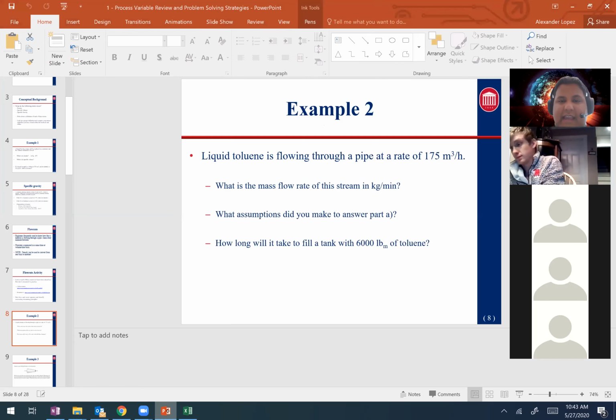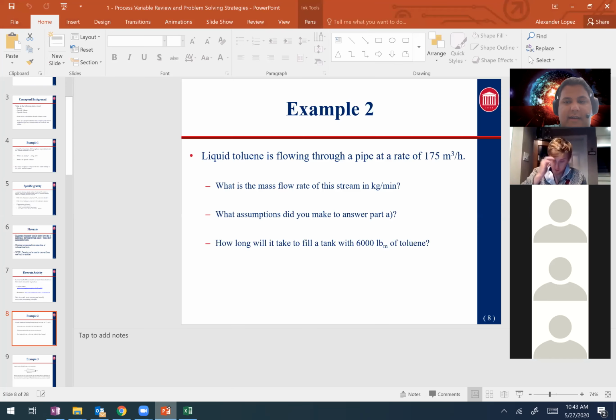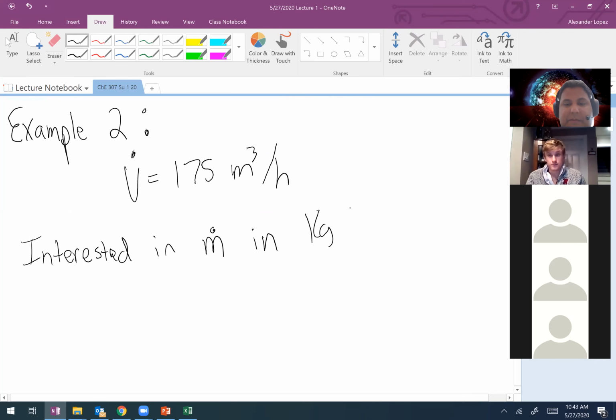So we had a liquid flow rate of about 175 cubic meters per hour, and I want to know what's the mass flow rate in kilograms per minute. Well, I need to know the density of liquid toluene.